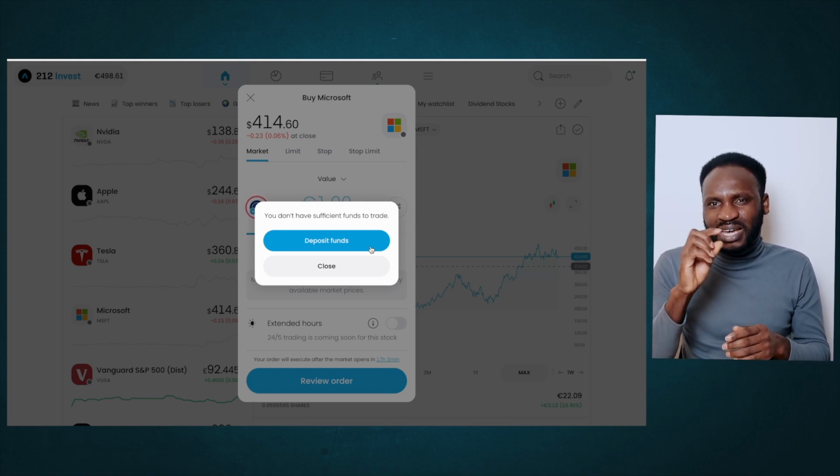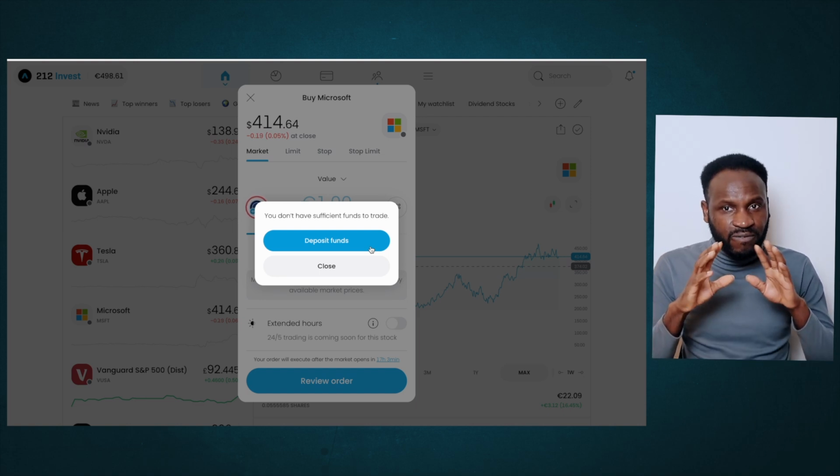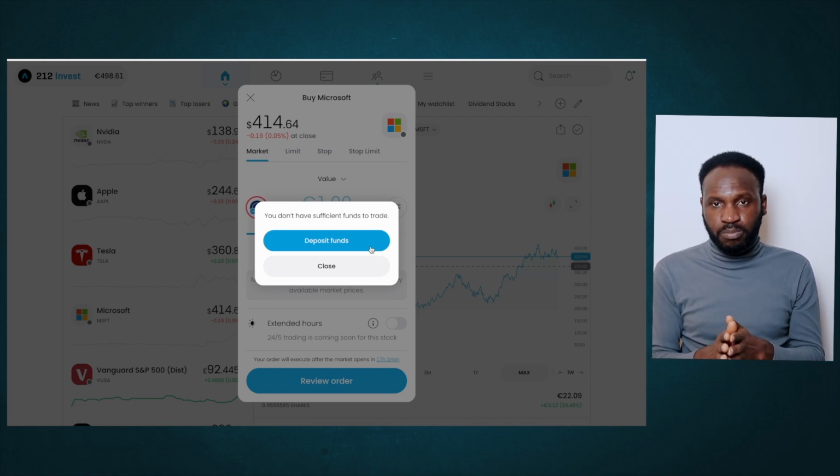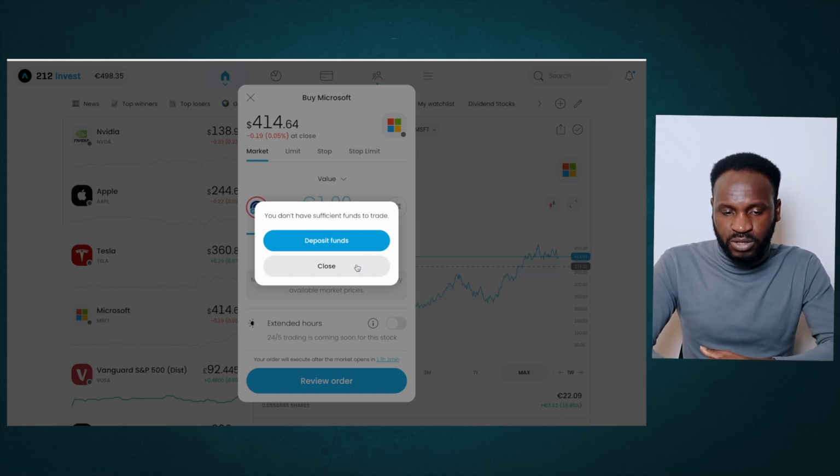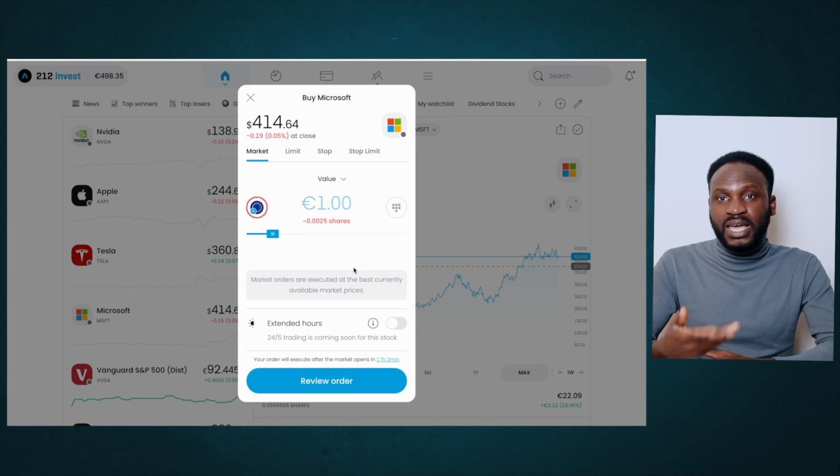They charge you just like 5 cents or 2 cents for you to purchase a share on this platform. That is why I like Trading212, and that is why I'm investing my money on this platform. So that is if you want to buy at market price.